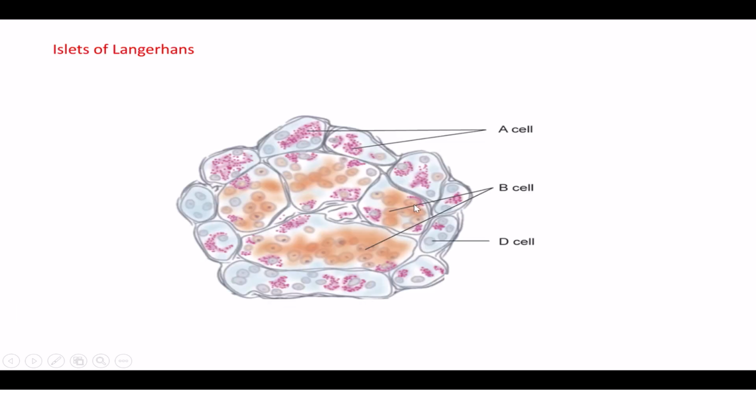So you can see here, these are the A cells, which are located more at the periphery, around 15%, which secrete glucagon. Here you can see the B cells, which are brownish, located at the center. These are around 70% and they secrete insulin, beta cells. And these are the D cells or delta cells, again located at the periphery, around 15%. They secrete somatostatin, which will inhibit the secretion of both insulin and glucagon. Glucagon will increase the sugar level, whereas insulin will reduce the glucose level.